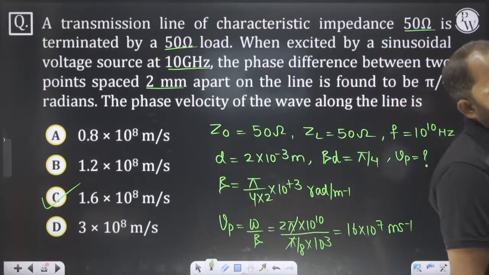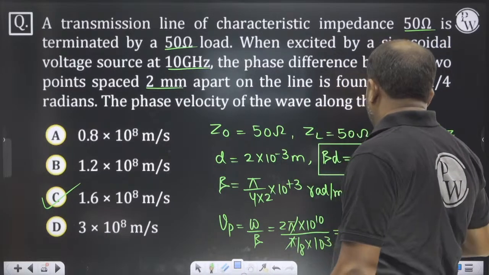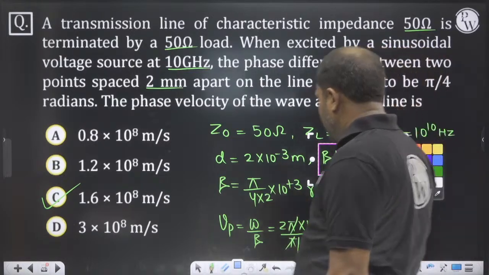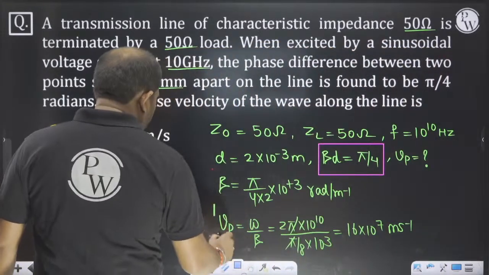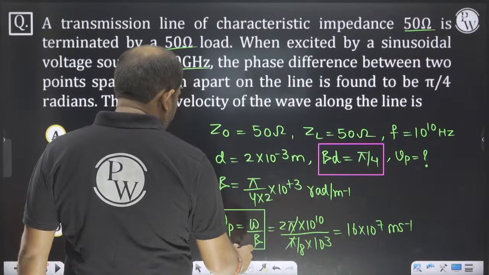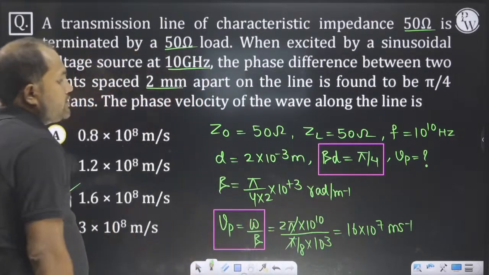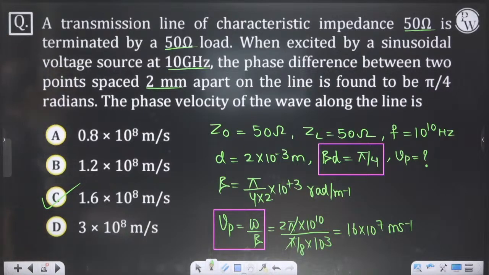Very easy question. We just have to apply the phase constant formula, and we should know the phase velocity formula. If you know the formula for phase constant, phase shift, you can also find out phase velocity. It is a very easy task.